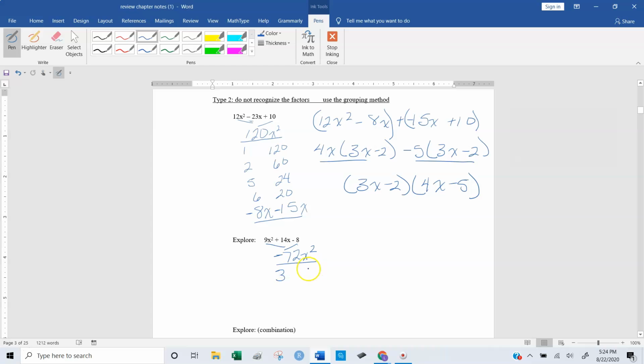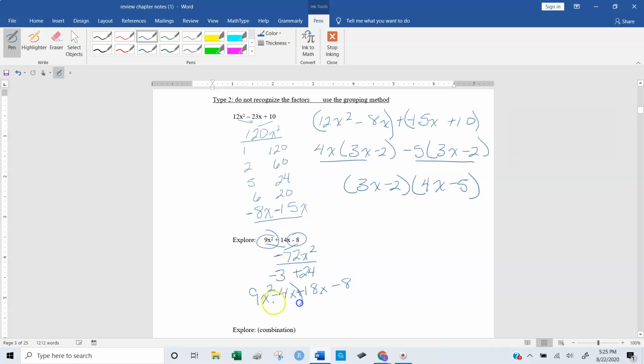That's 3 and 24. I know I need this positive, so the 24 is the positive, the 3 is the negative, but that gives me 21. Not good. All right, let's try 4. 4 and 18. Again, the 18 has to be the positive and the 4 the negative. There's my 14, which is what I need. Remember, these are still both x's. So now I need to factor. I'm going to bring down my first term, so that's my 9x squared. I'm going to bring down my last term, which is my negative 8.